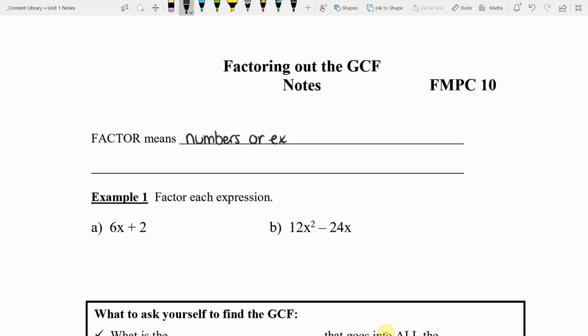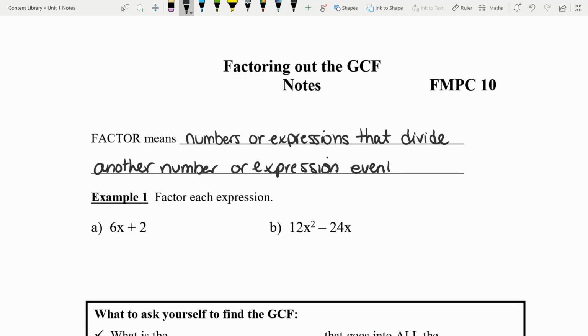or expressions. So we can pull out a single number. We can also pull variables out if they're the same. And they divide another number or expression evenly. So we're talking about those numbers that can divide into another number.